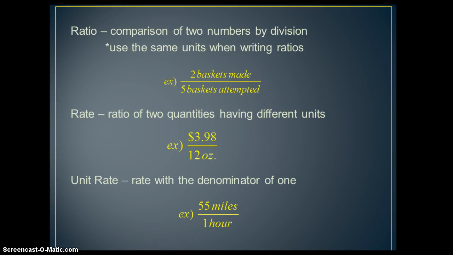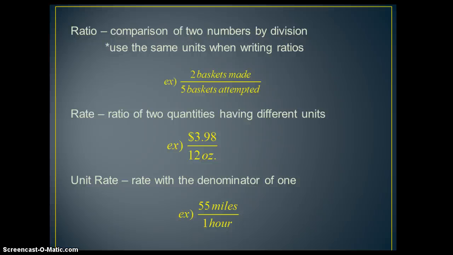Now let's actually get into what we're talking about today, ratios, rates, and unit rates. A ratio is a comparison of two numbers by division. You always want to try and use the same units when writing ratios. So 2 baskets made to 5 baskets made, 2 boys to 3 girls, where we're talking about people. You know, if you're using measurements, you always want to use meters on top and meters on the bottom.